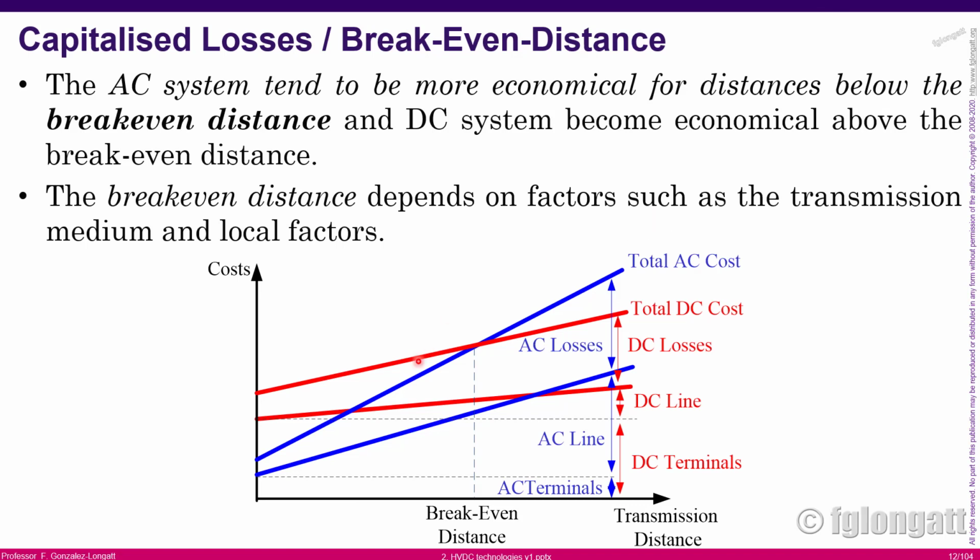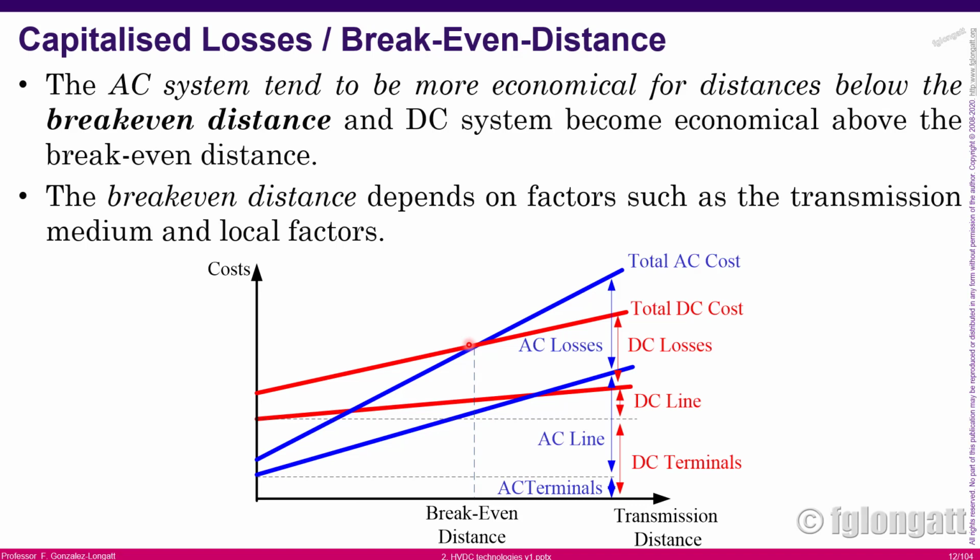I don't know if you realize that the horizontal axis is distance. That means this region over here means short distance, and over here in this area we are talking about long distances. Okay. What I need you to understand is that from this point to this point here, in this area, the blue line is below the red line. That means that the total AC costs are lower than the total DC costs, okay? But there is a distance where those lines intersect, and that is what we call the break-even distance. The break-even distance is the point where, using AC or using DC, the cost is the same.